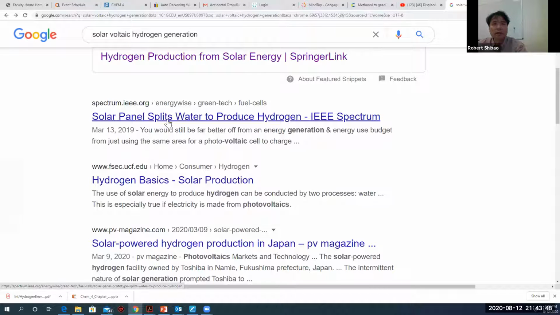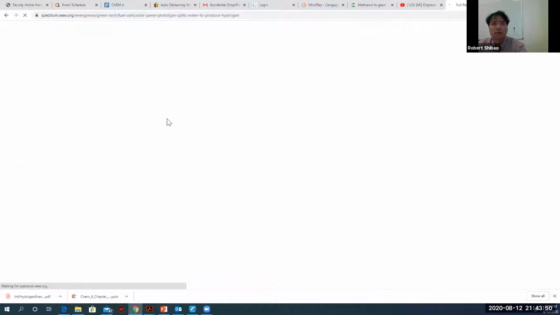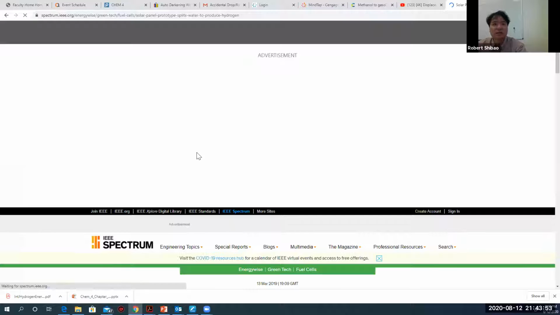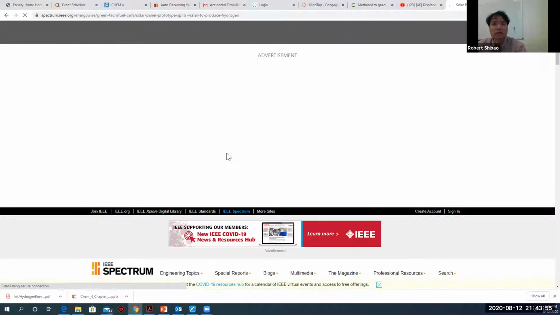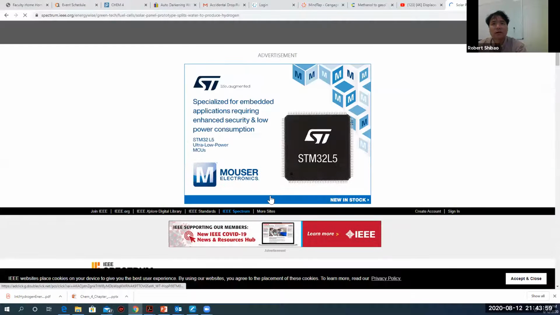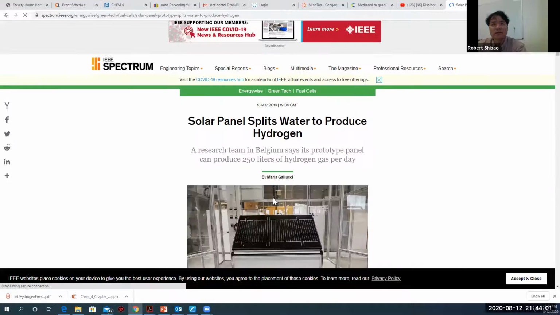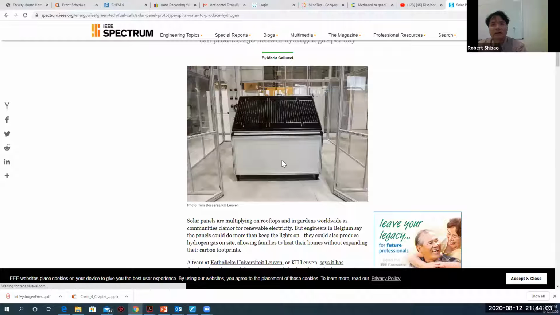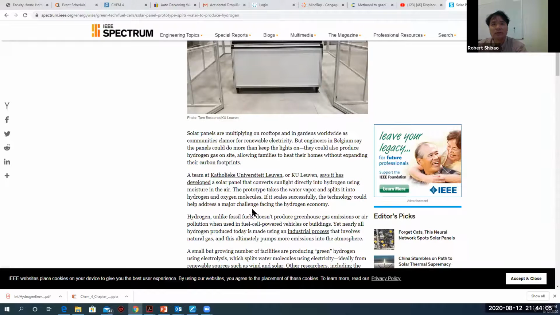IEEE, those electrical engineers are into this. IEEE is for the electrical engineers. Obviously, electrical engineers have to be into this. So they got to design it here. Solar panels.